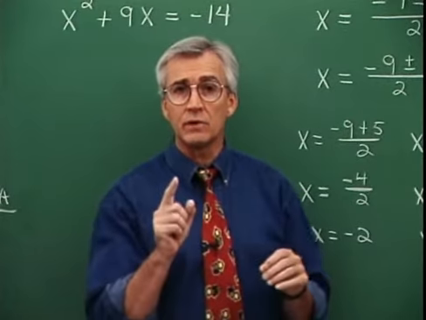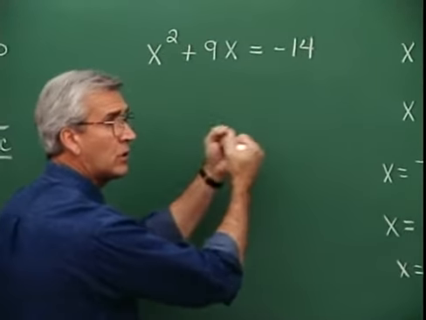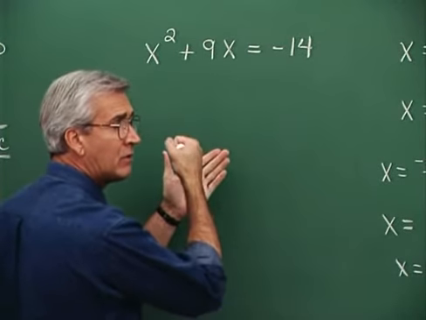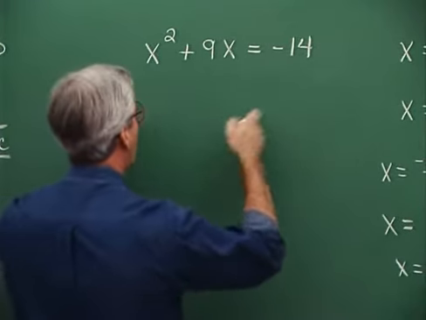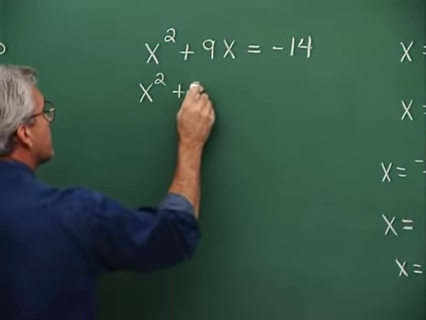Number one, put the equation into the general form. That is, put all the terms on one side so that we can easily identify the value of A, B, and C. Now, in this problem, we would add 14 on both sides to give us this.